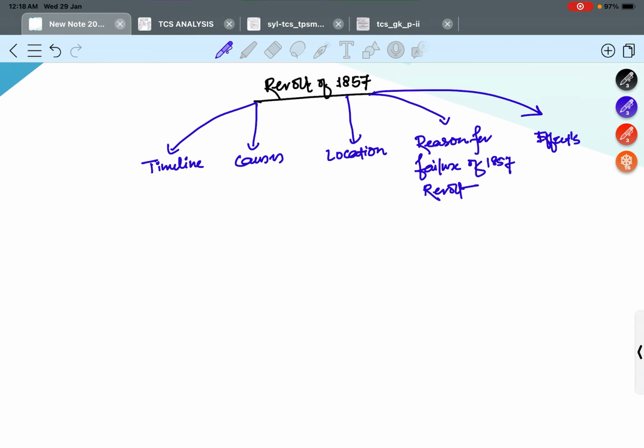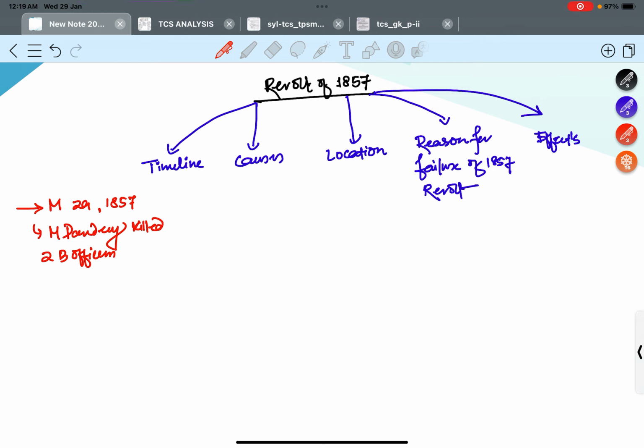Now, in the timeline portion, what was the exact timeline for the revolt of 1857? I'll give some examples. In the timeline section, there are a few dates. March 29, 1857. On this date, what happened? Mangal Pandey killed two British officers. Okay, so this was the event. So in the exam they can ask this date, or who killed, or whom they killed.